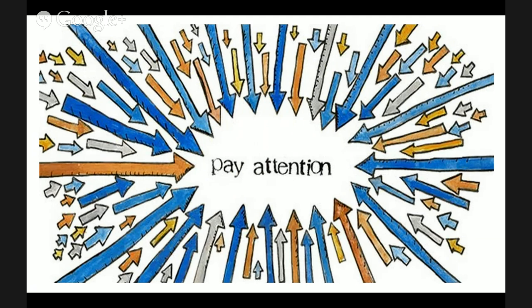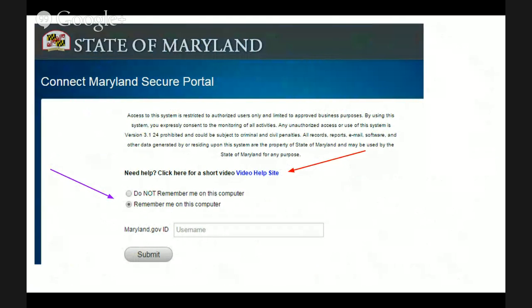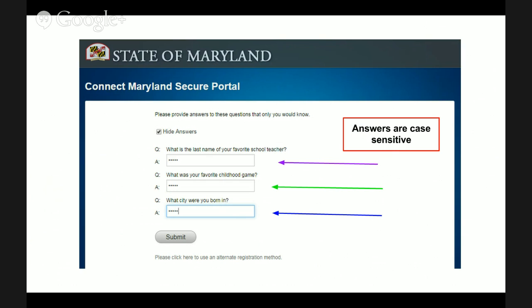We have some facts and some things we want you to know as well, so pay attention. Need help? There are some videos you can watch. There are two options when you connect to the portal. One is to remember this computer, and the other option is not to remember this computer. Use the Remember Me on this computer in your office. Use the Do Not Remember Me when you're using a public computer or you're on a computer that's not yours. Questions on this, please ask your agency's help desk. Answers are case sensitive. You may want to just enter everything in lower or uppercase. It's totally up to you.